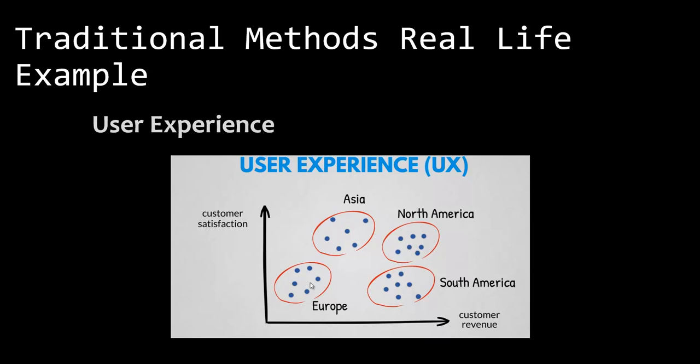What can we predict? Maybe we can start predicting that if somebody is from North America, based upon their customer revenue and their customer satisfaction, they have this type of user experience in South America and so on. In this case, what we're basically looking at is, are there clusters, and are there more variables to this that actually define what we're looking at? And we can probably do some predictions based upon some of those variables.